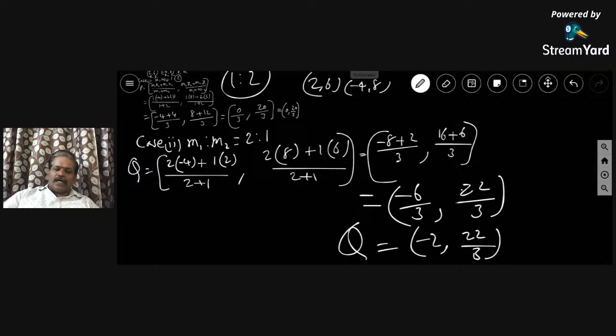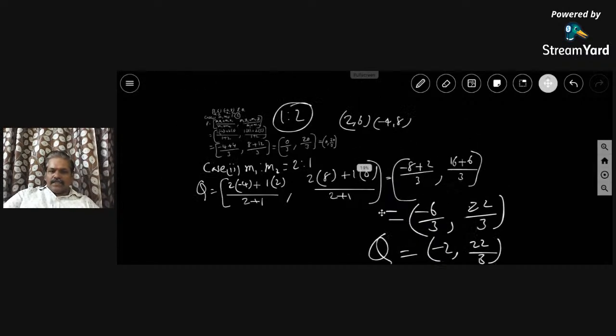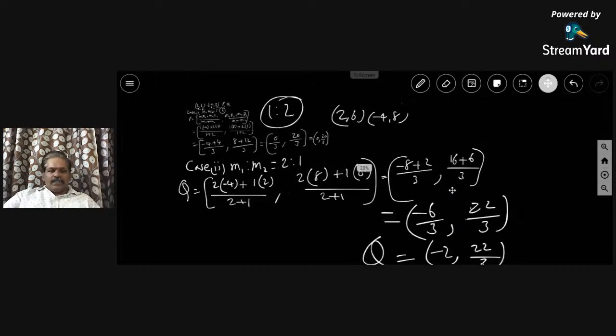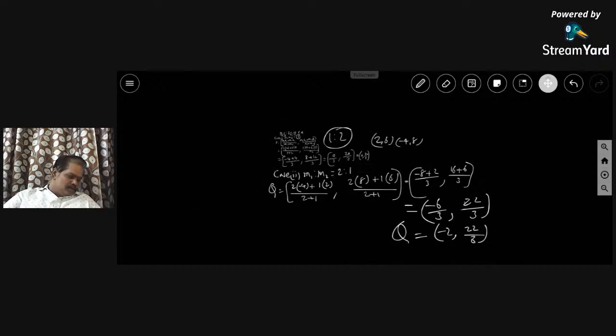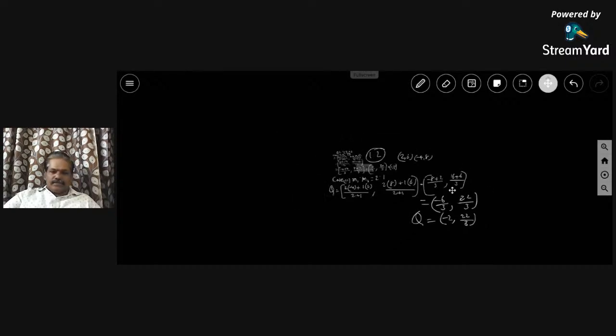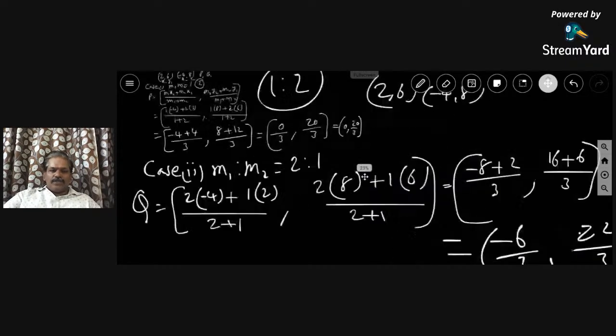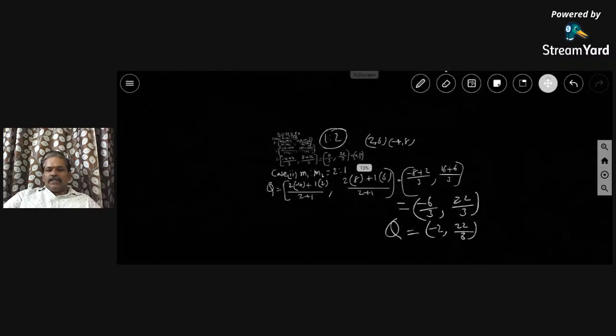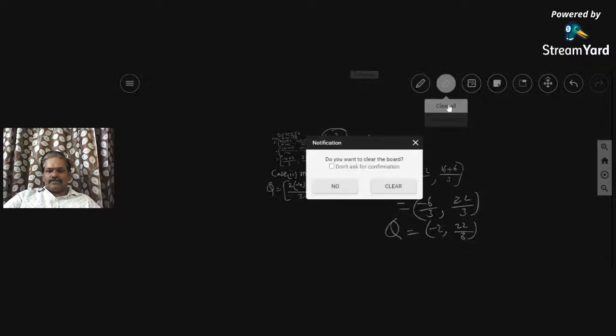So P and Q. The same way, in exercise 7.2 we have one question. Find the coordinates of the points which divide the line segments into 4 equal parts. The same exercise we have third problem, second problem as trisection. Trisection means 1:2, 2:1. But in the case of 4 equal parts, there will be one more case extra.